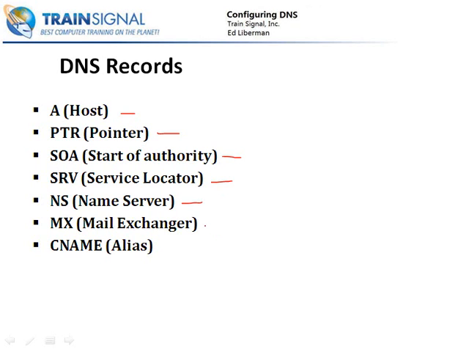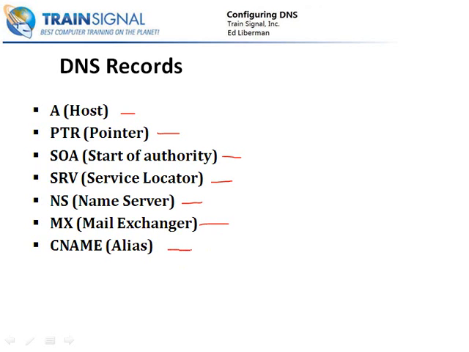A new one that we haven't talked about is an MX record, or mail exchanger record. This is the type of record that we use to help email get from one point to another. When you want to send an email to somebody at trainsignal.com, there are DNS servers out on the internet that have MX records which point to our email servers here at TrainSignal. And that's how the email gets directed to that particular server. So that's what a mail exchanger record is.